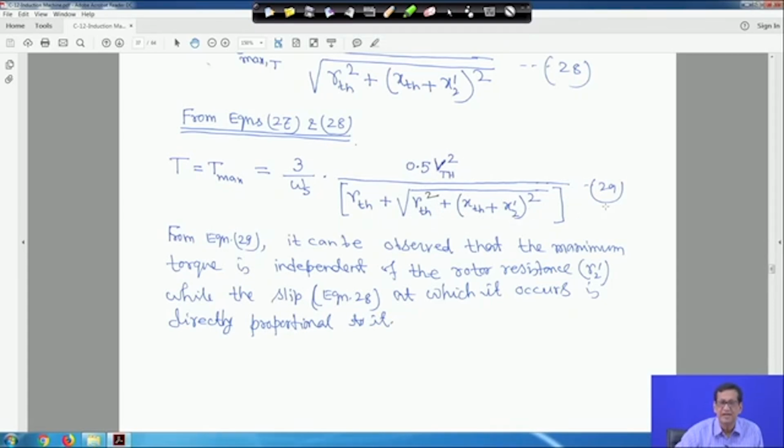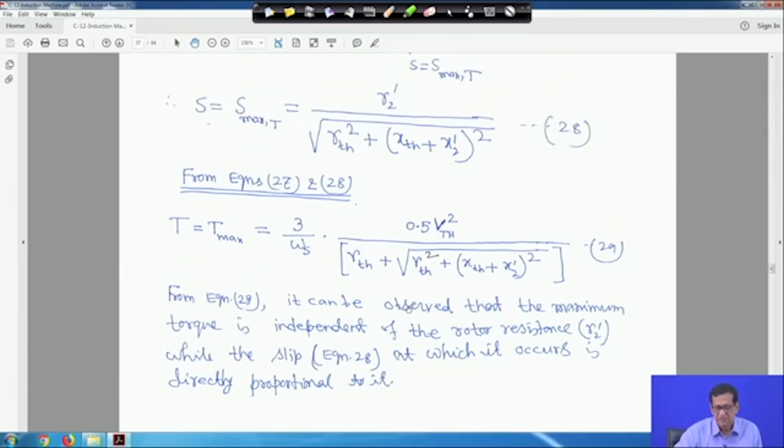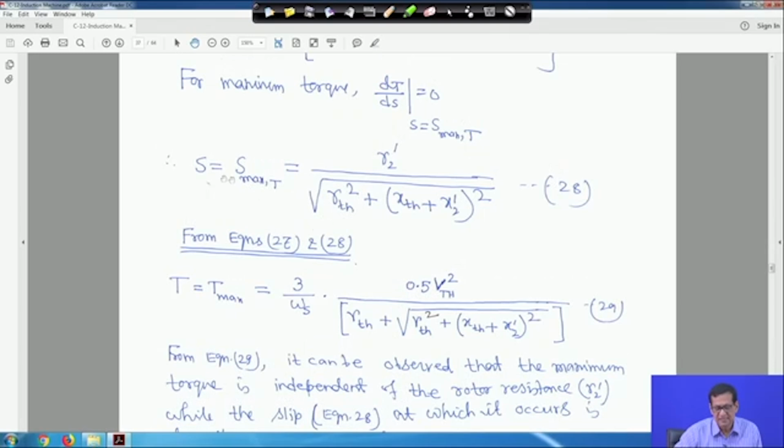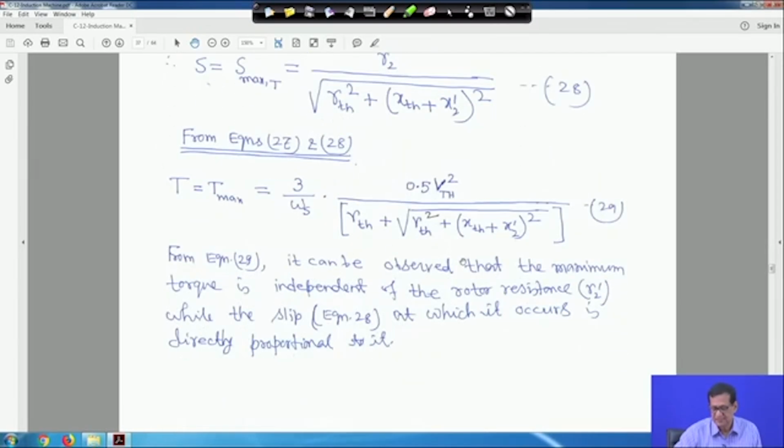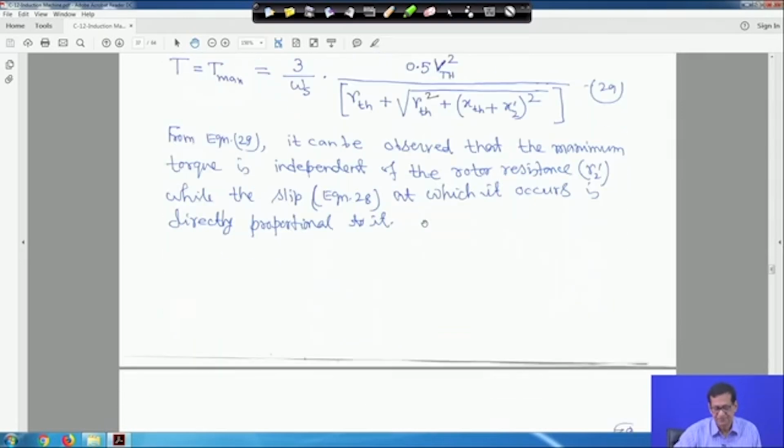This is equation 29. So, from equation 28 it can be observed that the maximum torque is independent of the rotor resistance R 2 dash, while the slip at which it occurs is directly proportional to it, right. So, that means if you look here, the slip S is directly proportional to R 2 dash, and this part is independent of the rotor resistance R 2 dash, right. So, this is equation 29.